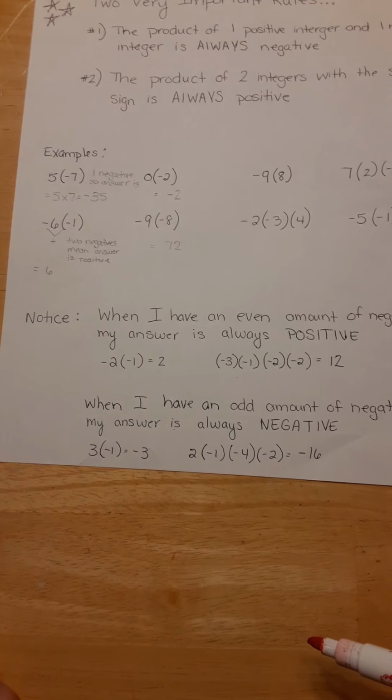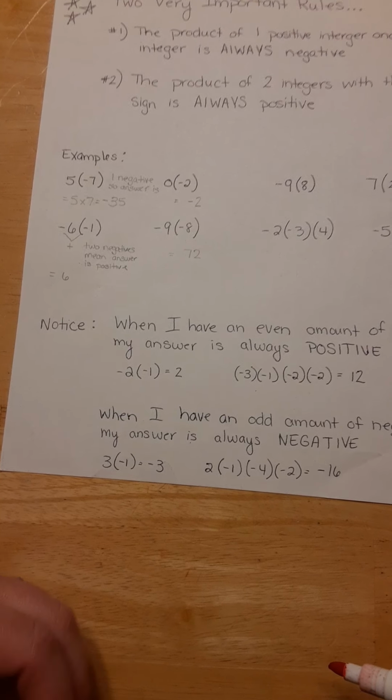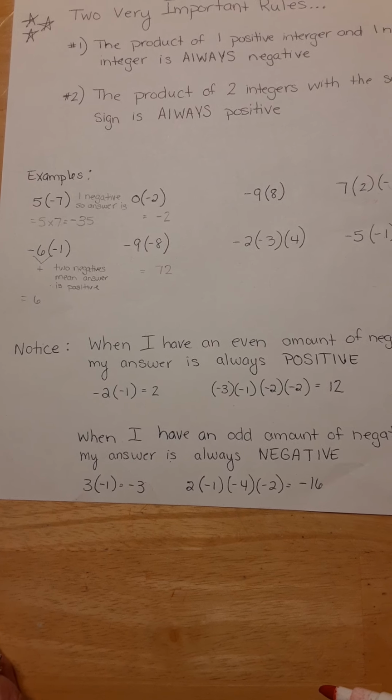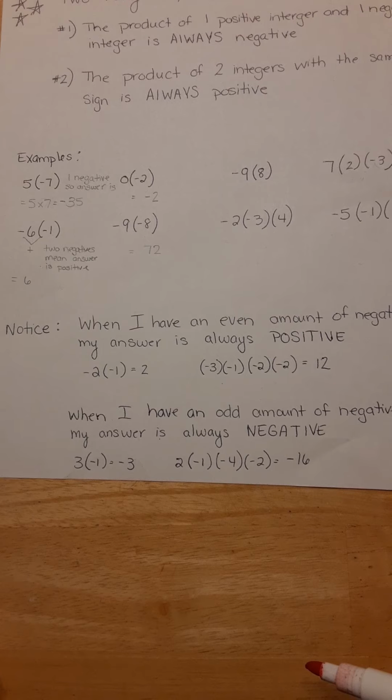Go ahead and multiply your numbers across. Last step is add up your negative signs. If it's an even amount of negative signs, it's going to be a positive answer.